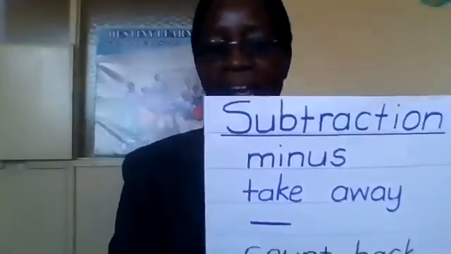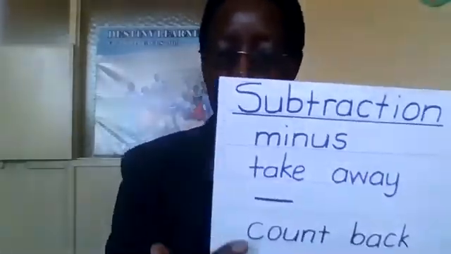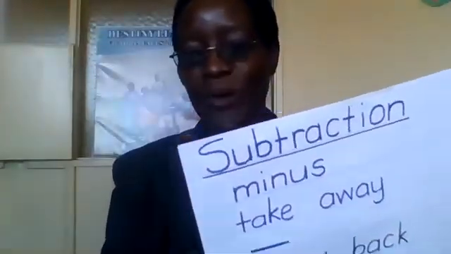Don't make a mistake when you get subtraction and then you start adding. Some of you, when it says 10 minus 5, you start getting 15, because you have confused the subtraction sign with the addition sign. So subtraction means minus, it means take away, and it means count back. It means what? Count back.